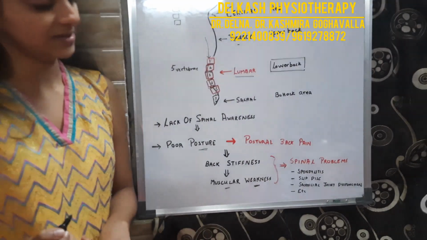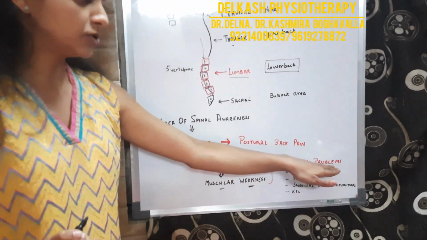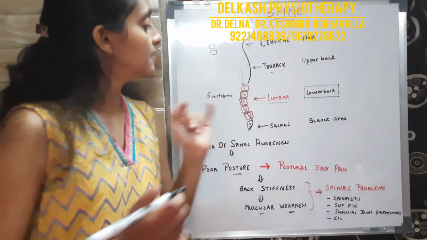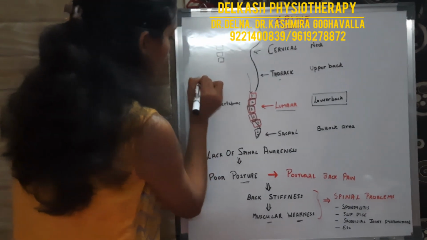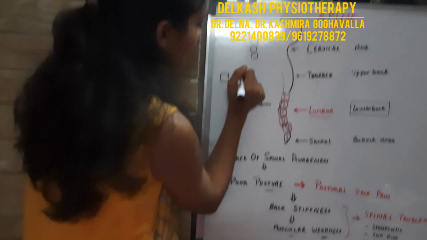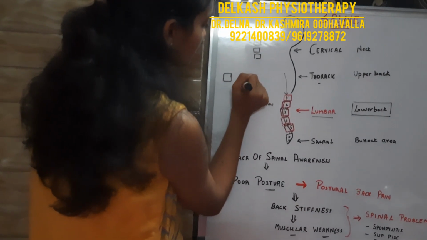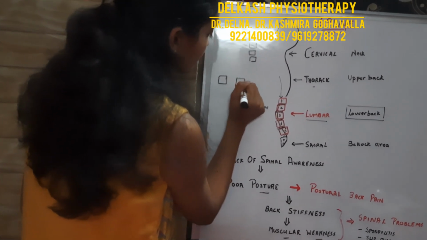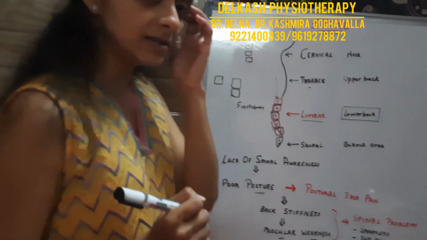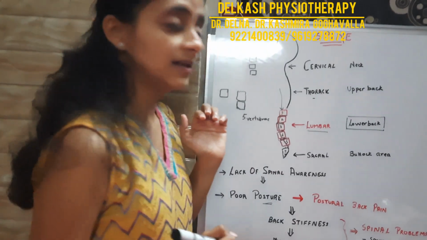So the stiffness, lack of movement and muscular weakness in turn will give you a lot of spinal problems. The problems which come under this are problems like spondylitis, where the spinal bones start degenerating. Your spinal bones have smooth surfaces, but in spondylitis the surfaces become uneven. There is degeneration of the spinal surfaces.